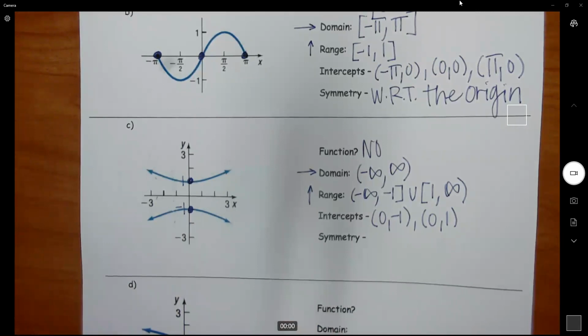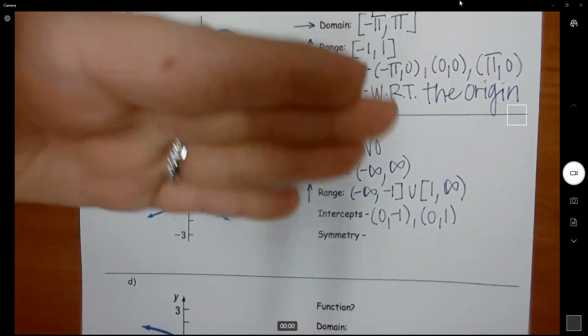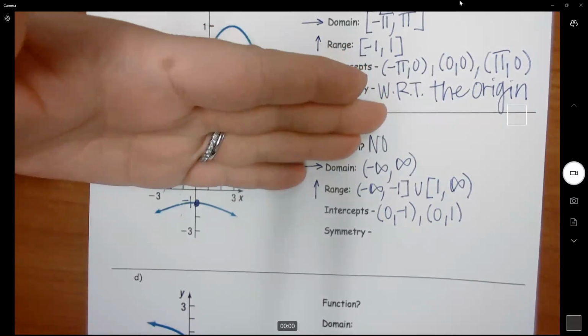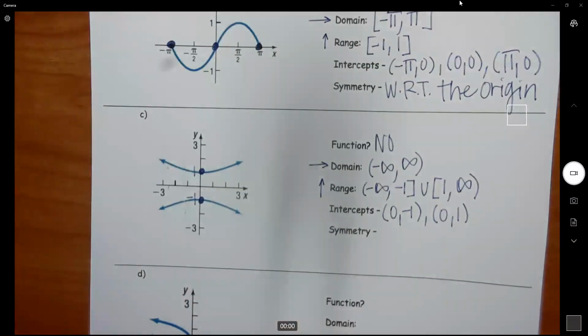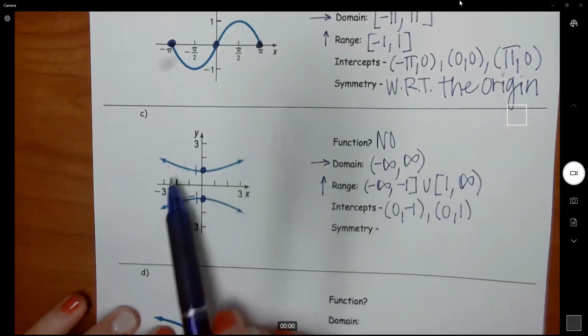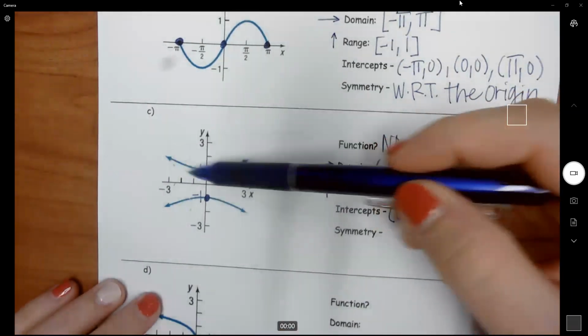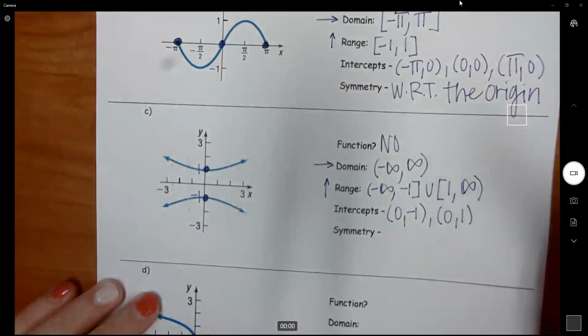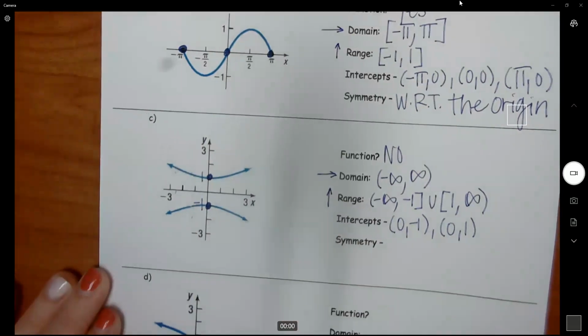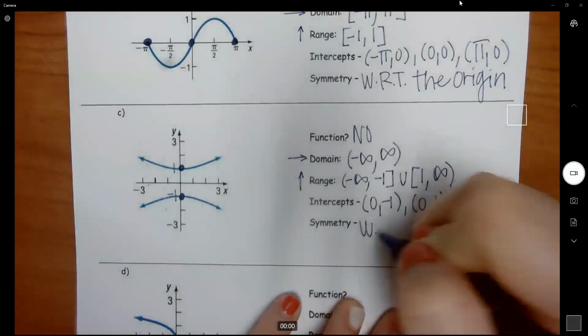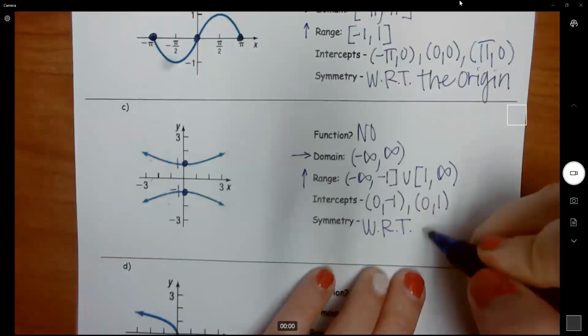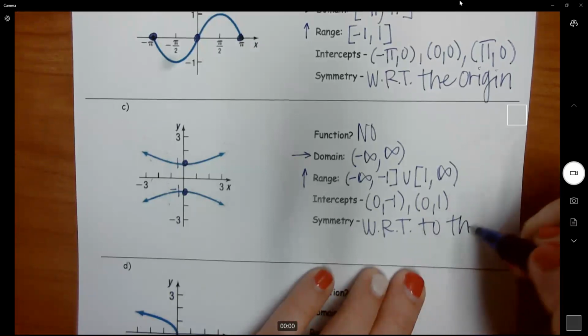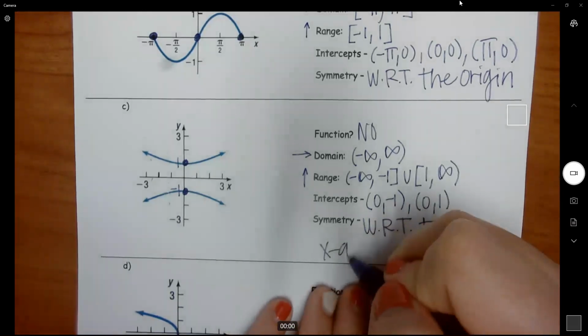And then here, do I have any kind of symmetry? So do I have x-axis symmetry? If I take this over here and I fold it over, is it going to land on top? And yes, when you take this and you fold it over, it's going to land right there on top of that bottom portion. So we have symmetry with respect to the x-axis.